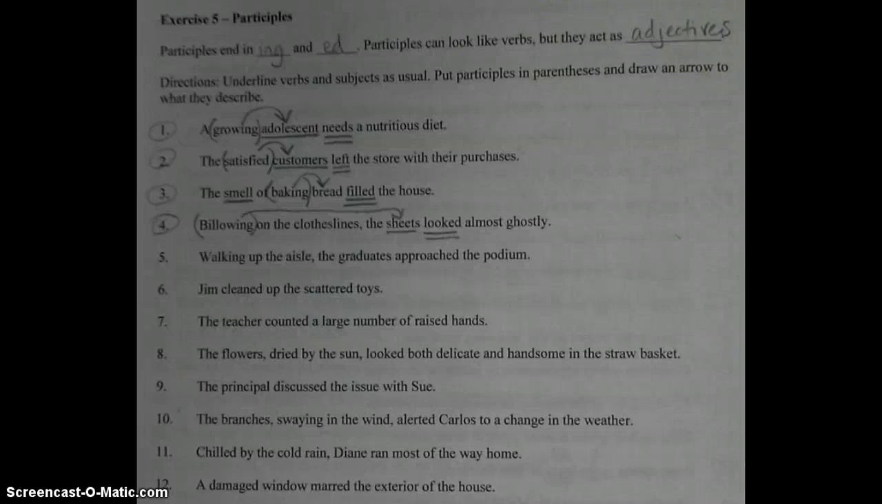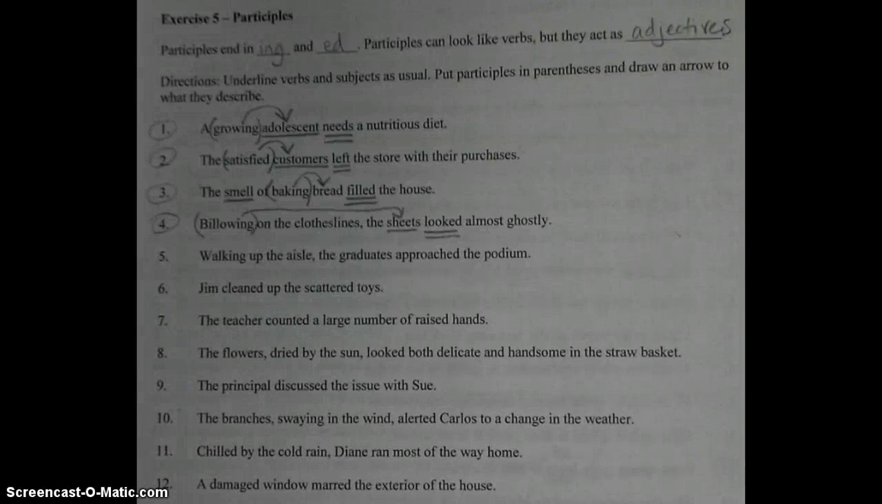If you need more practice, as always, you can do all of them. You can come check with me for the answer key or for me to do a couple with you. But please take a look at this exercise and practice locating the participle so you don't get it confused with the verb.